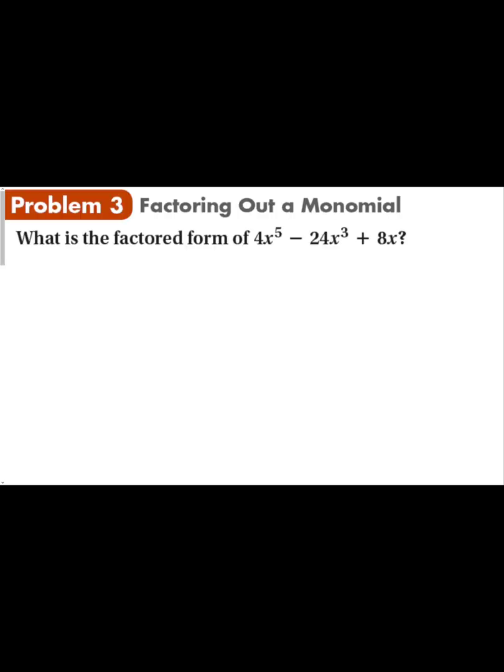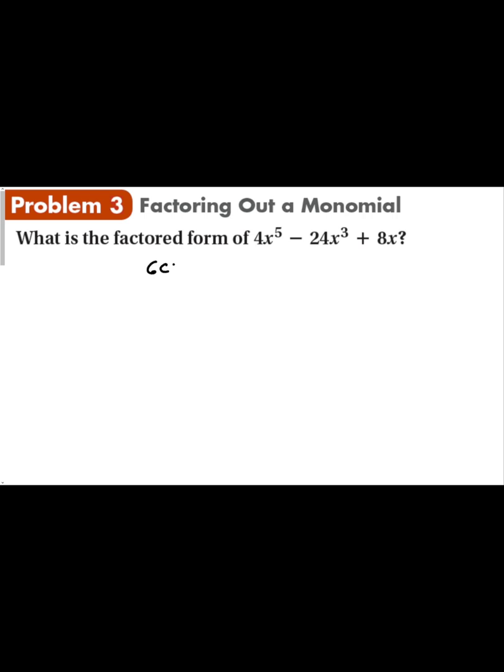Now, the point of this is that once you find the GCF of a polynomial's terms, we can factor it out of the polynomial. Okay? We can divide it out. What is the factored form of 4x to the 5th minus 24x to the 3rd plus 8x?